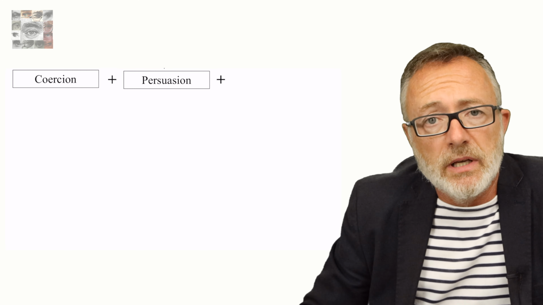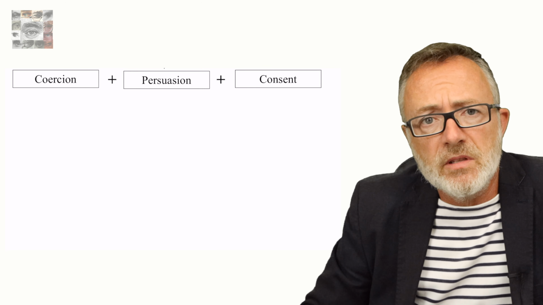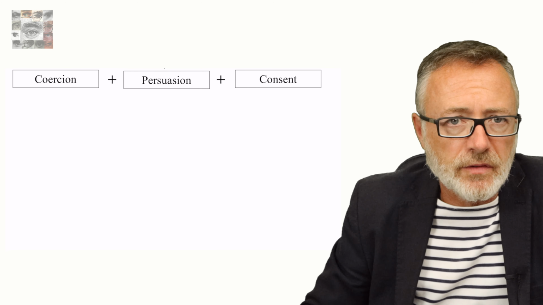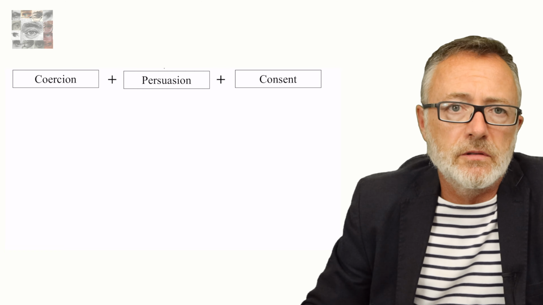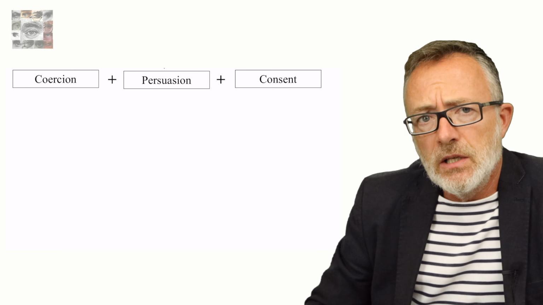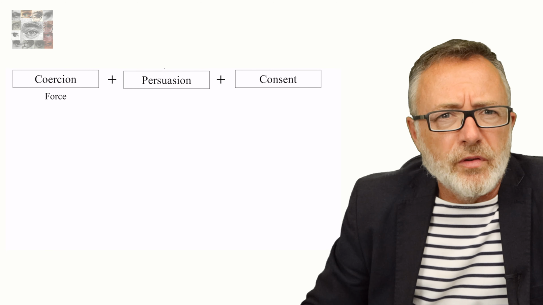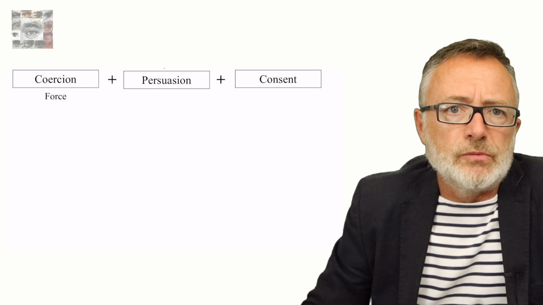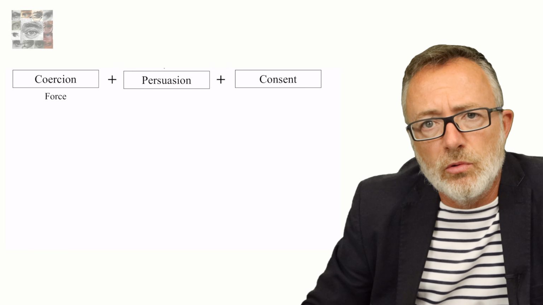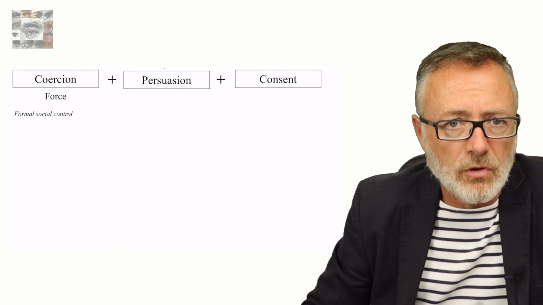The state controls the individual through three distinct mechanisms: coercion, persuasion, and consent. Now, in this introductory lesson, I want to look briefly at each of these methods. Firstly, coercion, or force. This is the most obvious way the state controls individual action. It's what sociologists call formal social control.